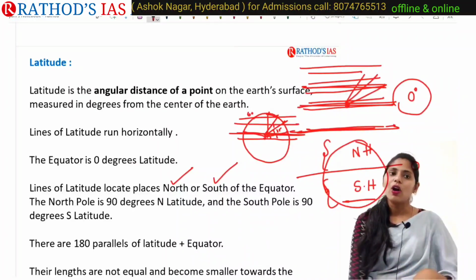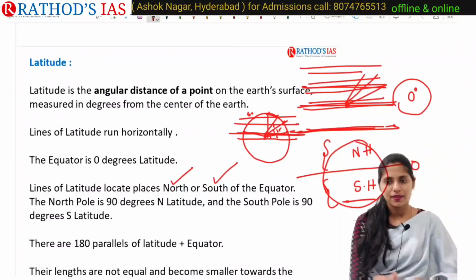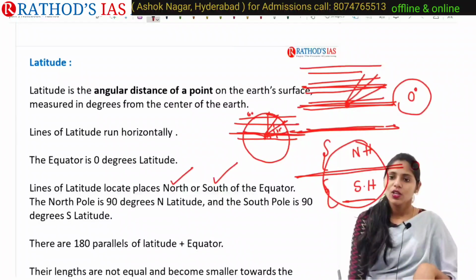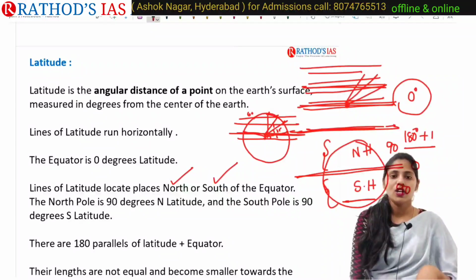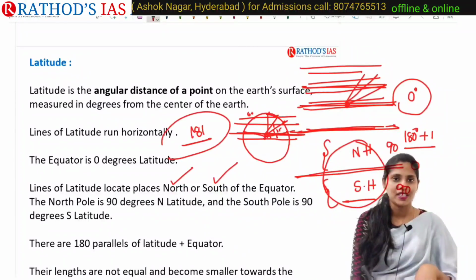If you are talking about how many latitudes are present, here we have our equator. Above the equator we have 90 latitudes and below the equator we have 90 latitudes. Total 180 latitudes plus 1 equator, so in total we have 181 latitudes. This is an important prelims bit.